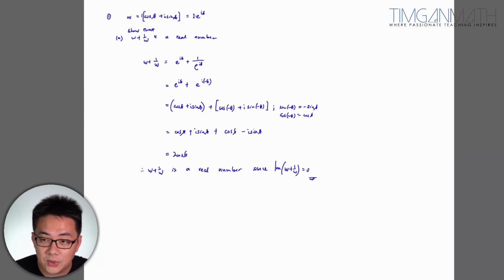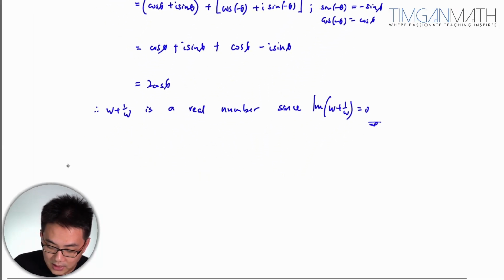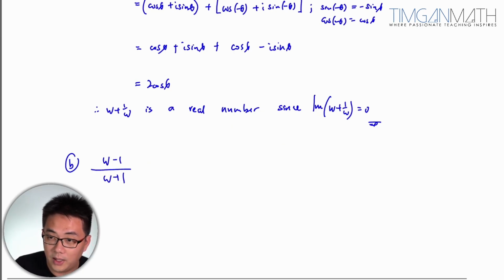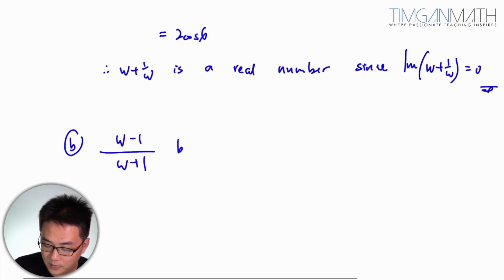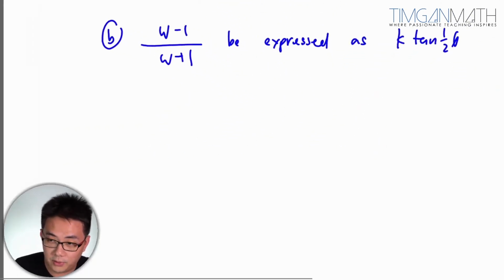Let's look at part IB. So you're told to show that w minus 1 over w plus 1 can be expressed as k tangent half theta. Okay, great. So let's see how we can do this properly.